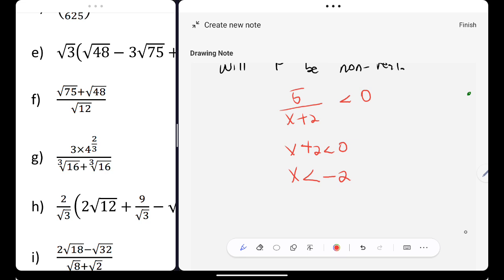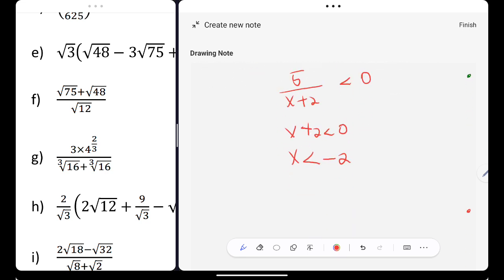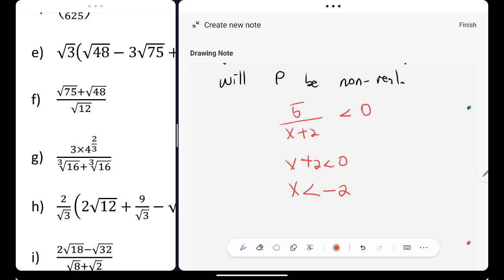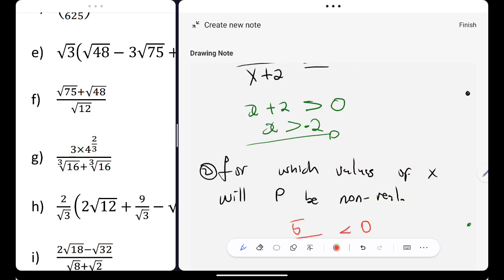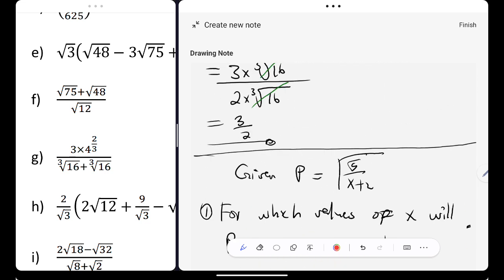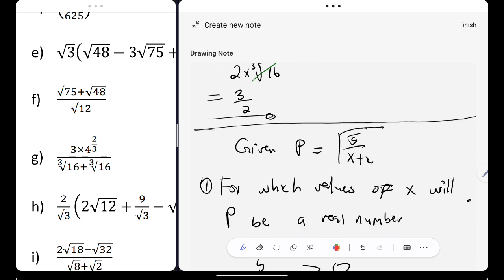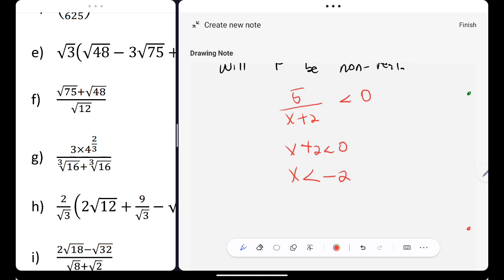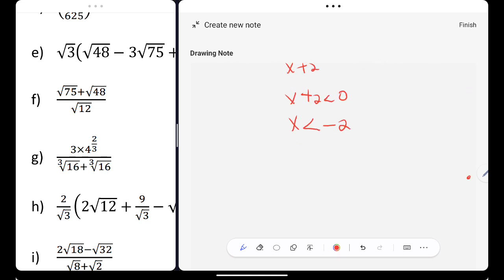Are you together? So all you need to know is that for p to be real, firstly, what's inside the square root needs to be positive. Are you together? But for p to be non-real, what's inside the square root needs to be negative. Are you together? But for p to be undefined, our denominator needs to be 0.